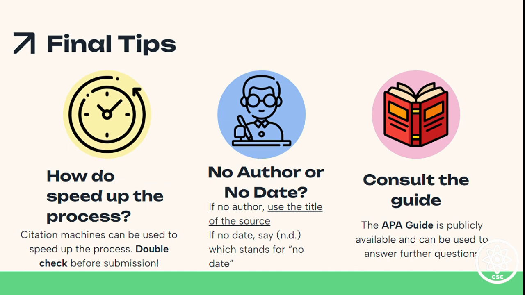It's important to always double check before submission. If you have no author, use the title of the source. If you have no date, say parentheses N.D, which stands for no date. And finally, for any other suggestions or tips, you can always consult the APA guide, which is publicly available and is the academic baseline on which all APA citations are based. The APA guide can answer further questions and can be used to cross-reference any questions you might have for how to effectively cite your sources in APA.